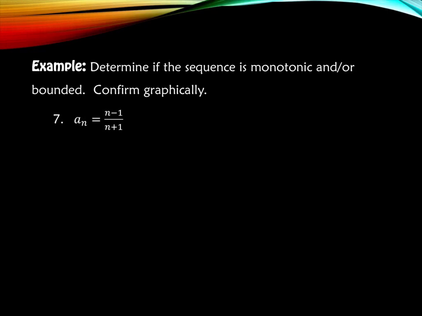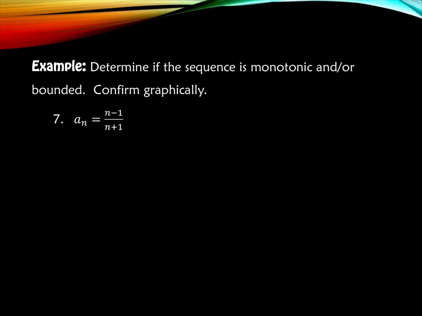Okay, so we're going to determine if the sequence is monotonic and/or bounded, and then we're going to confirm it graphically, so we'll draw a graph of it when we're done. This is not an unfamiliar type of equation. If you think of it in terms of x minus 1 over x plus 1, it's a rational function. It's got a hole in it somewhere. It's got some asymptotes in there, right? That's what we're looking at.